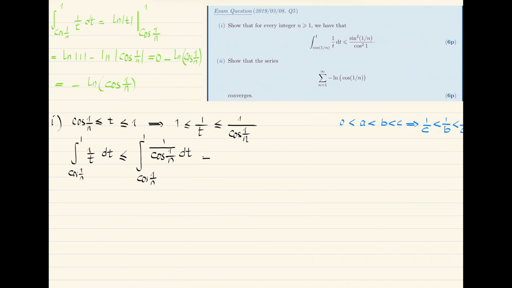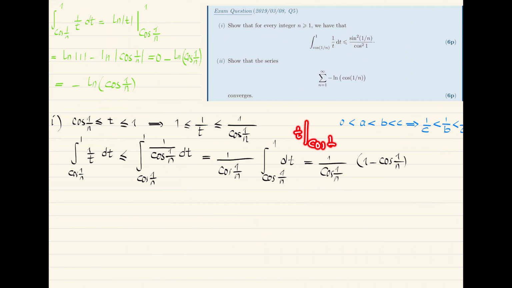But this one is easy to calculate now because this is just simply a constant. The variable of integration is t. So this becomes 1 over cosine 1 over n, and then I have the integral from cosine of 1 over n to 1 of dt, but the integral of dt is just t, so this becomes 1 over cosine of 1 over n, and then 1 minus cosine 1 over n, yes? So the integral of dt becomes t, and I have to run it from cosine of 1 over n to 1, so this becomes this.